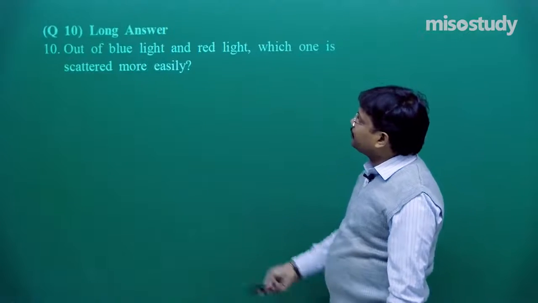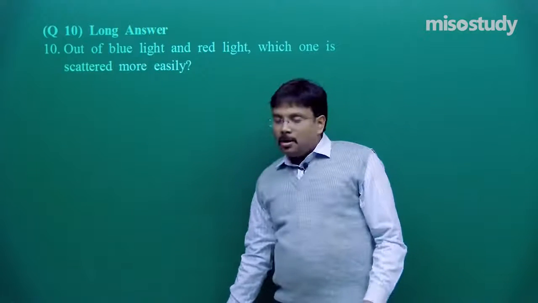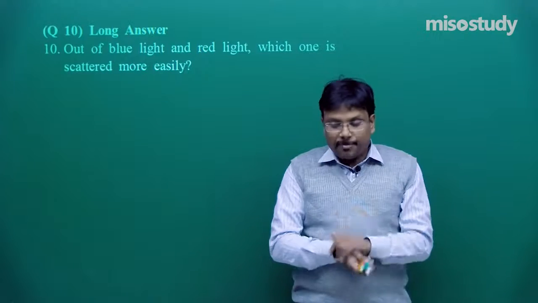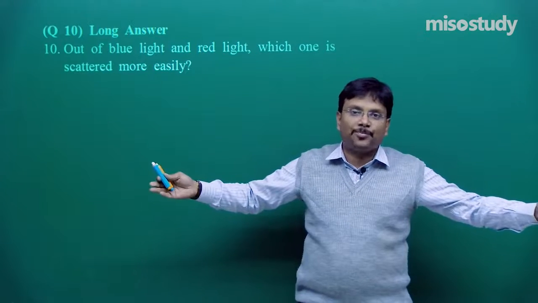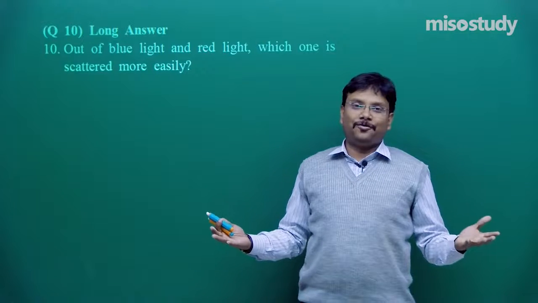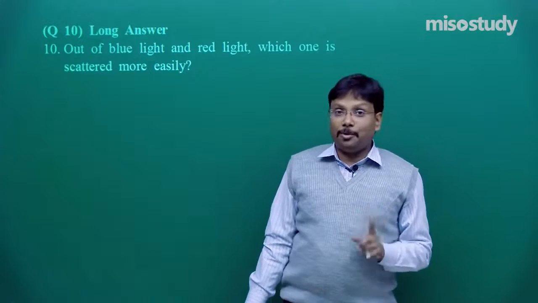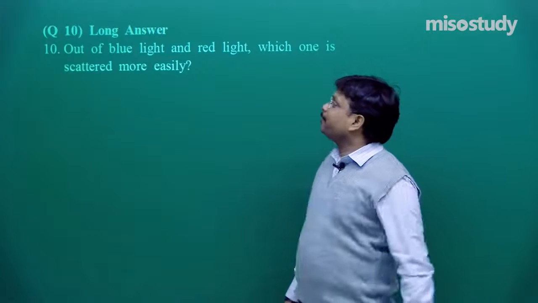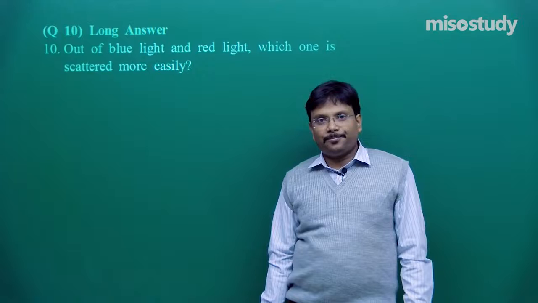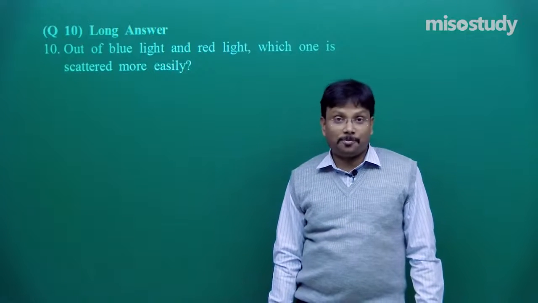Question number 10. Now, this question is a long answer question. Long answer questions are the most beautiful questions. Why? Because you have free room to express whatever knowledge you have, but be sure that you are playing within the boundaries. Let us take a look. Out of blue light and red light, which one is scattered more easily? Because it is for 4 marks, you have to express many things.